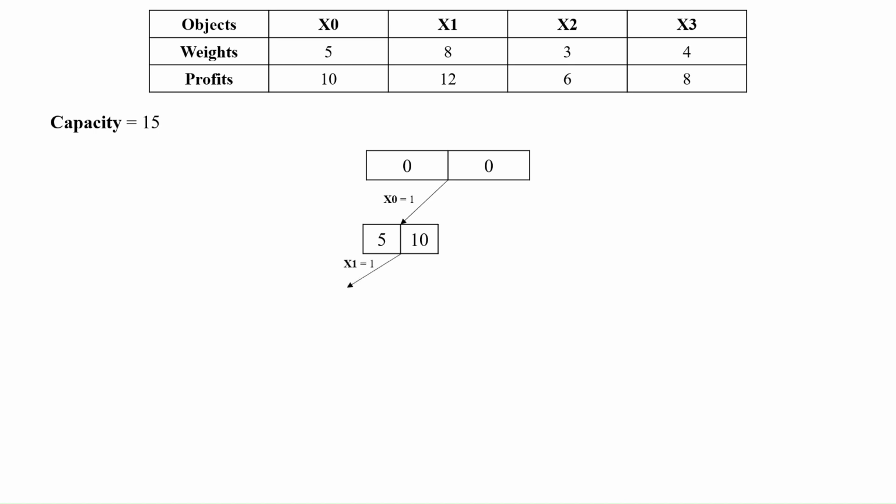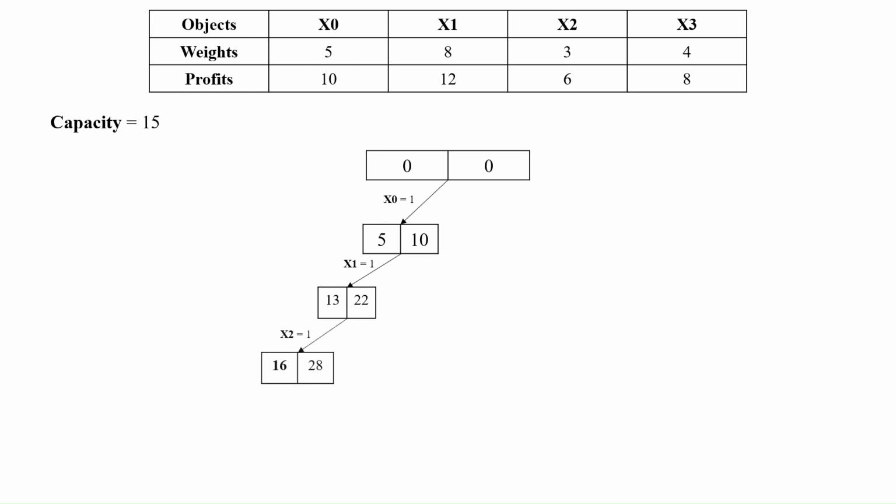The x1 object is having the weight of 8 kgs and profit of 12. That means we have to add this 8 to the weight part and 12 to the profit part. After adding, here it looks like. Again, we have to compare the weight which we got here with the maximum capacity. The 13 is less than the maximum capacity 15. That means we can move on to the next step by considering the next object, that is x2.